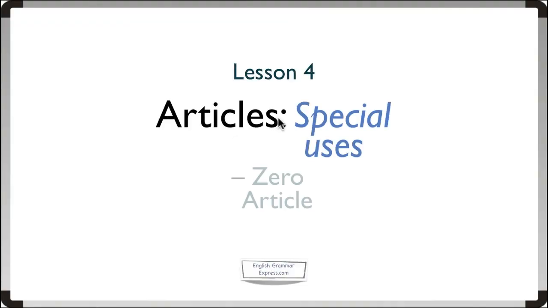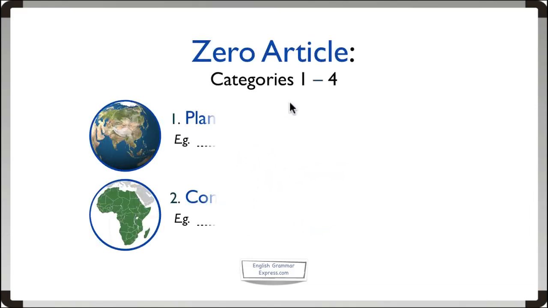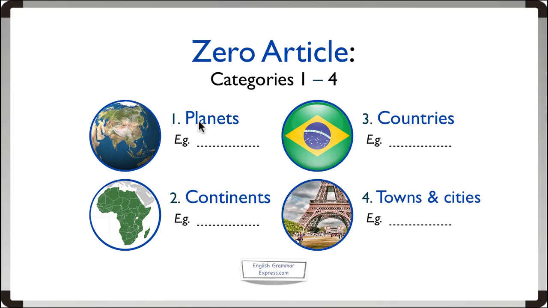So, lesson 4, special uses of zero article. And there are 16 categories for this lesson. Categories 1 to 4. Number 1, and the category is planets, and the example here is Earth, no article. We might say, for example, we live on Earth. Other examples are Mars, Jupiter, and so on.